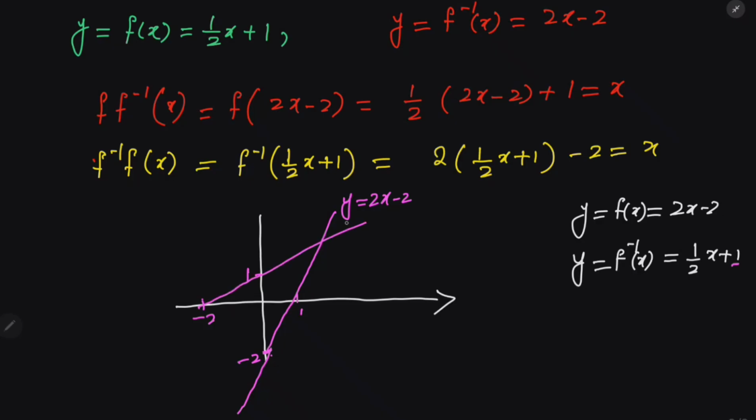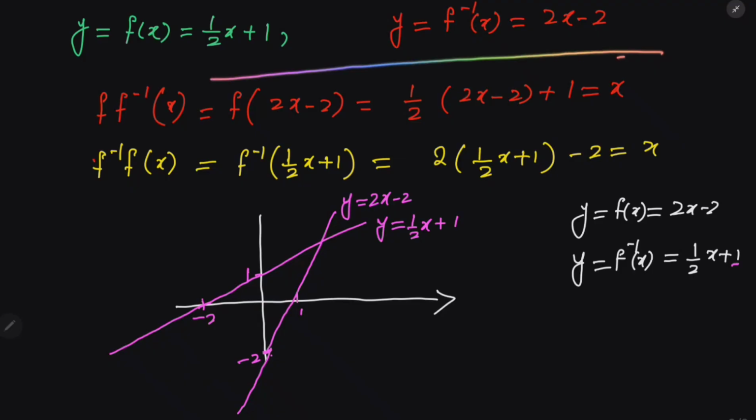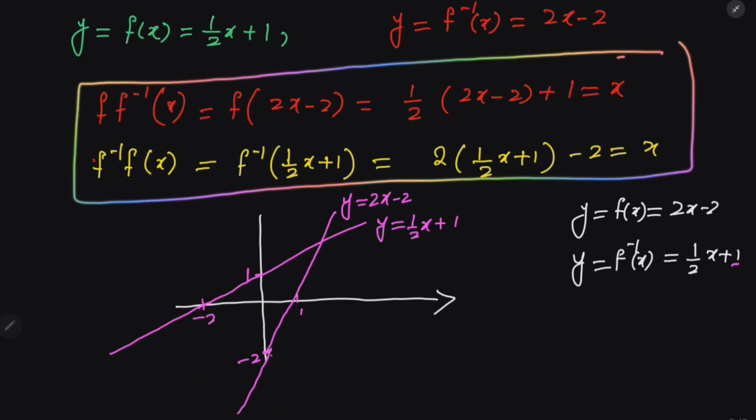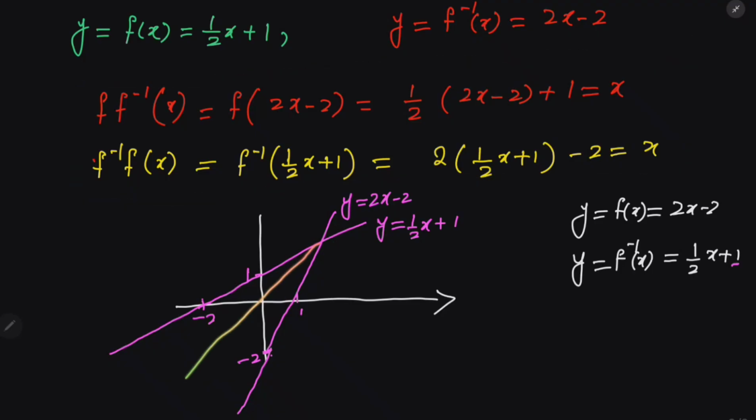So the graph for this function is like this: y is equal to 1 by 2 x plus 1. If you want to see the reflection, you can see the reflection is against the line y is equal to x, and we have already shown that these are inverses of each other. Graphically, they look like this. So this was another example for the inverse function.